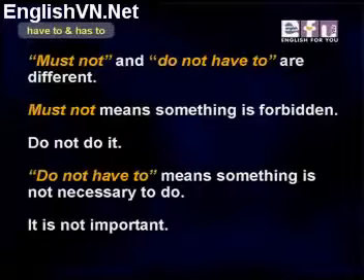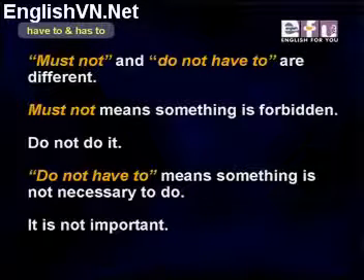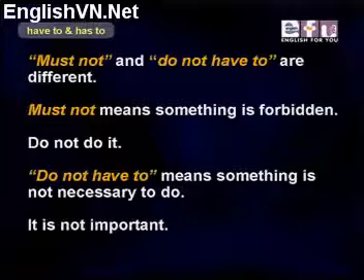Now we need to look at the negative forms of have to or has to. Take a look at the computer and follow along for these explanations. Must not and do not have to are different. Must not means something is forbidden. Do not do it. Do not have to means something is not necessary to do. It is not important. For the first and second person singular and for plural subjects, we use don't.